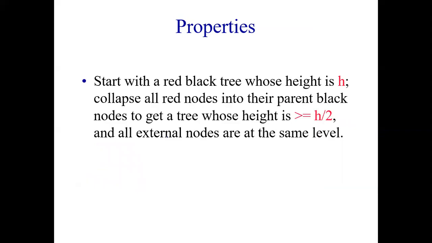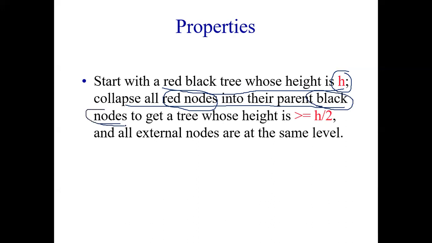There is another property which says: start with a red black tree whose height is h. Take a red black tree whose height is h. Collapse all red nodes into their parent black nodes. So when we say it's a red black tree, they don't have consecutive red nodes. That is one of the properties, right? So the parent of a red node will be a black node. You take a red black tree with height h and visit every red node. Its parent will obviously be a black node.